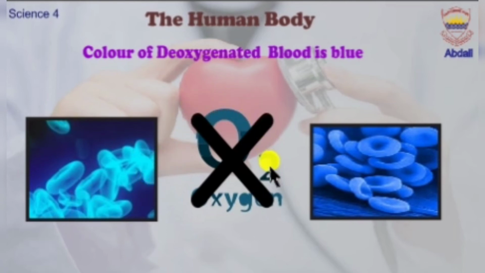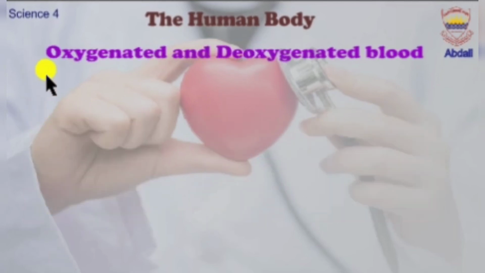Students, can you tell me what is the color of deoxygenated blood? The color of deoxygenated blood is blue.